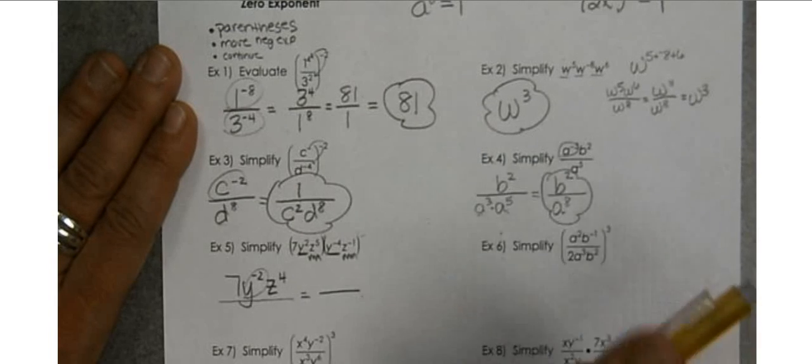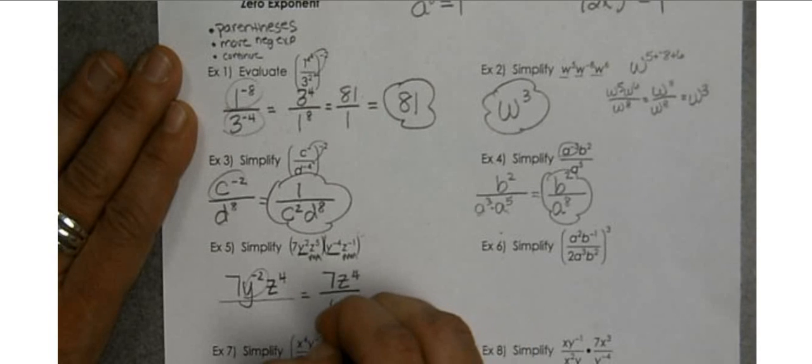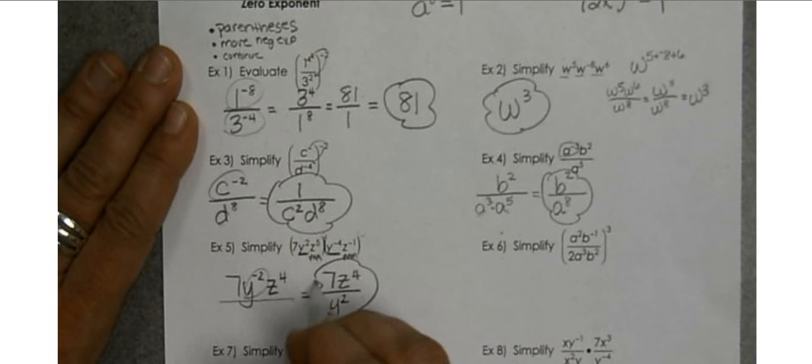So the 7 and the z to the 4th stay, but the y squared will move to the denominator. Now notice that all of our bases are different, and so we know we're okay, and that's our final answer.